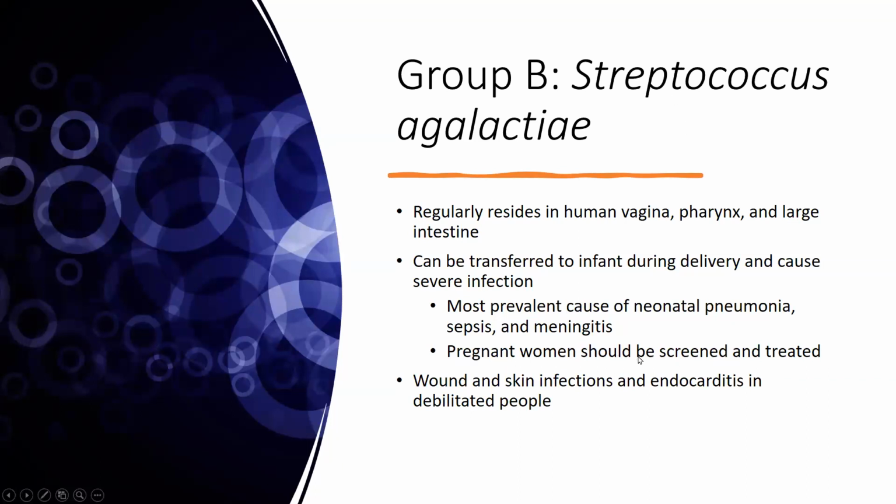So this is why pregnant women are screened and treated if they are infected with group B strep. Wound or skin infections you could see with this, but less common, as well as endocarditis in someone who's immunocompromised.